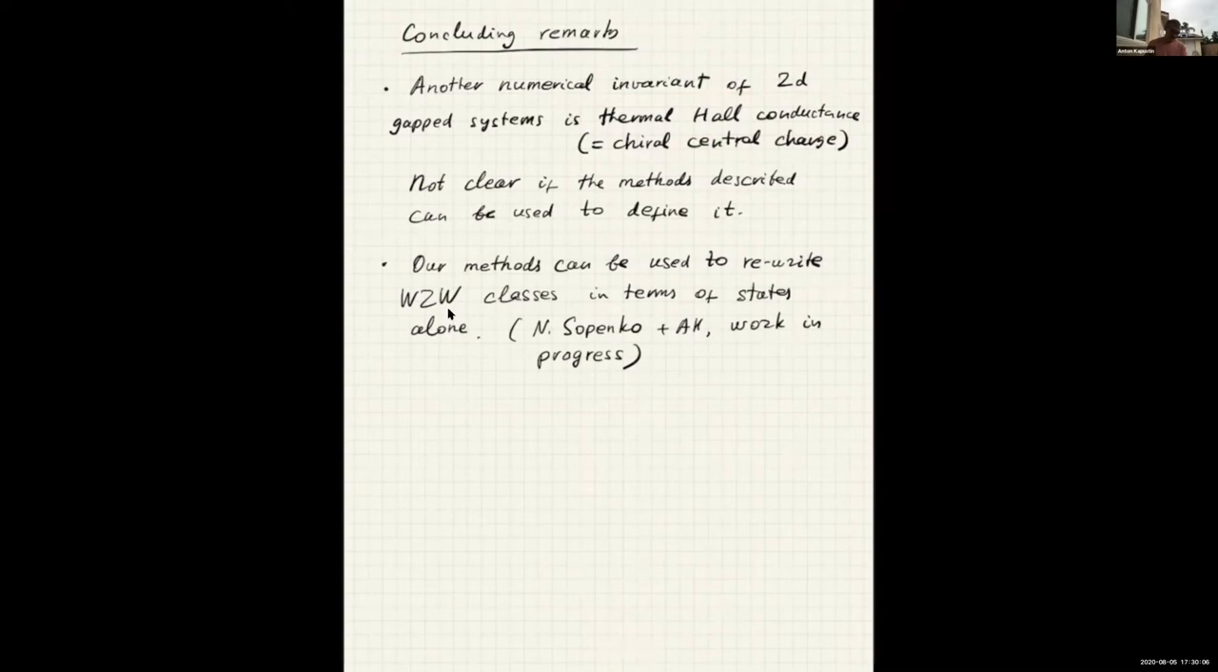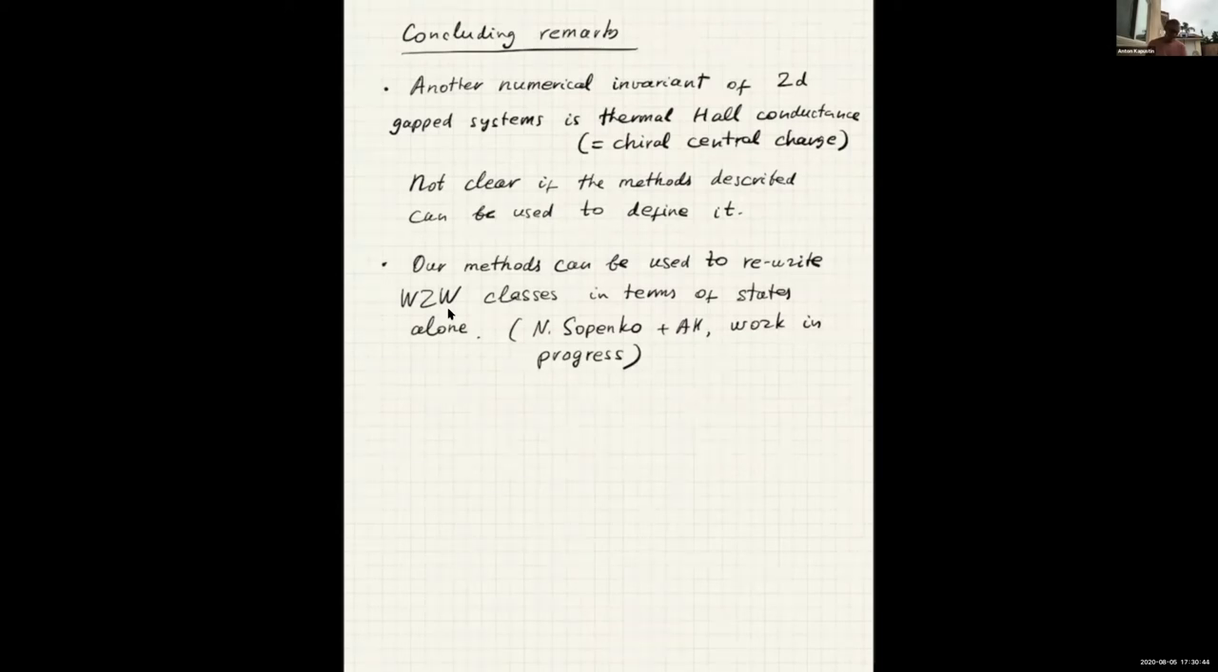On the other hand, our methods can be used to rewrite these WZW classes, which I defined before, using states alone. That's work in progress. Before, in lecture two, I showed how to write them in terms of the Hamiltonian and how to write this closed form in the parameter space, but it wasn't very clear why it should be independent of the state. Once you can do this, it's possible to write in terms of the states, and some interesting algebraic structure emerges, where this Gerstenhaber-like bracket plays an important role.